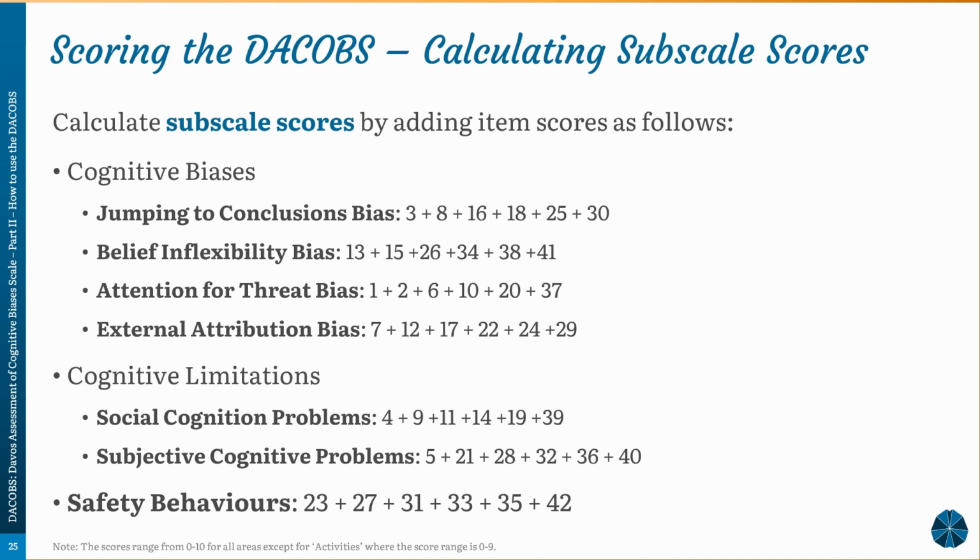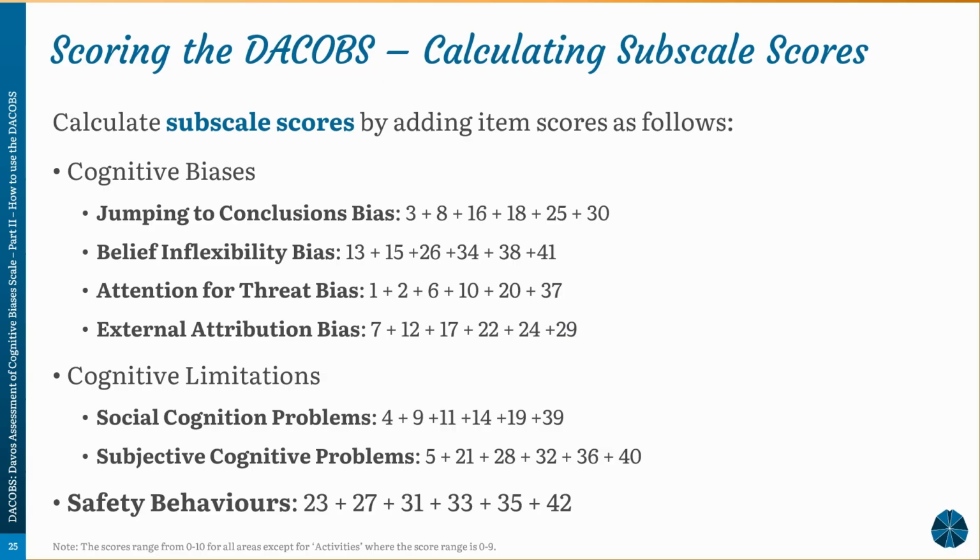For attention for threat bias, add scores for items 1, 2, 6, 10, 20, 37. For external attribution bias, add scores for items 7, 12, 17, 22, 24, 29.